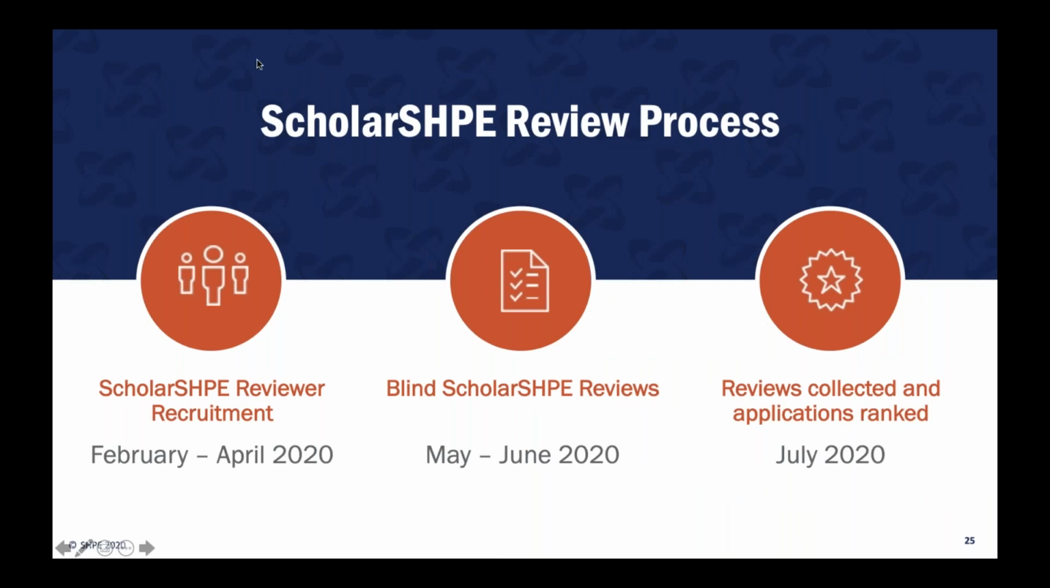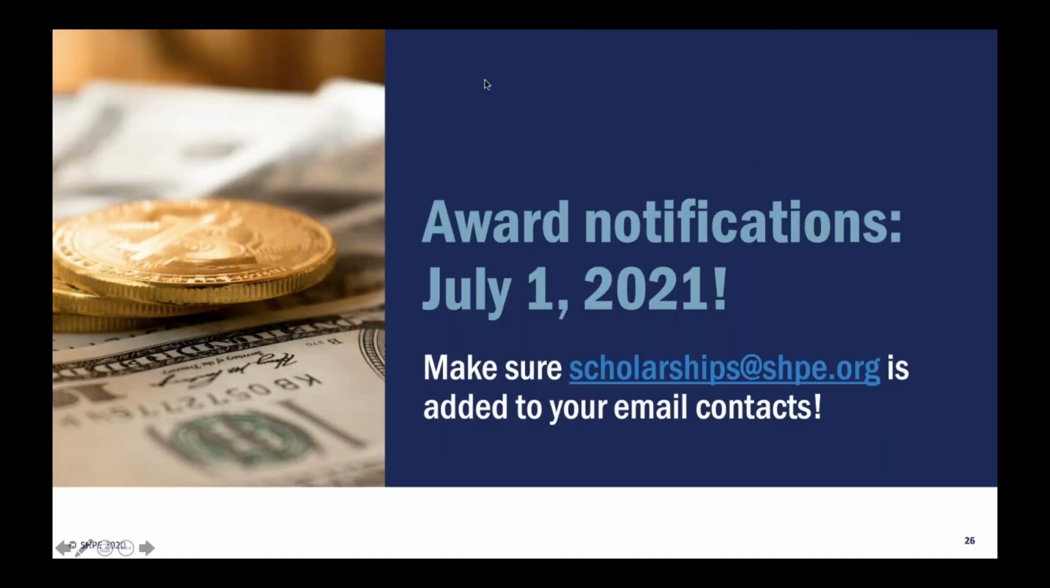All right, so the review process, February through April, your scholarship will be reviewed by our scholarship review committee that's comprised of over 90 professional members. And your application will be reviewed by at least two professionals. They are blind reviews, which means they won't know who they are reviewing. And then the reviews are collected and applications are ranked. The award notifications, as I mentioned, will happen July 1st.